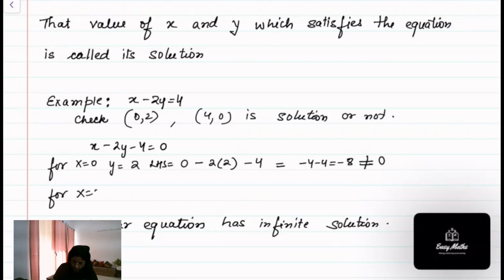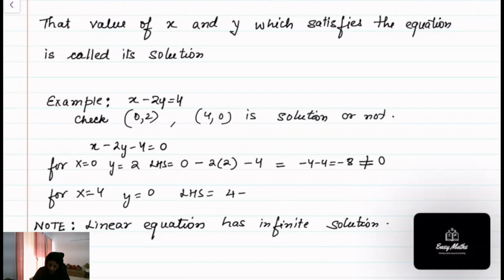Let's take it like this: x is equal to 4 and y is equal to 0. LHS will be equal to 4 minus 2 into 0 minus 4, that is 4 minus 4, which is equal to 0. Now, since we are getting LHS equal to RHS, we can say 4 and 0 are lying on the equation x minus 2y is equal to 4.